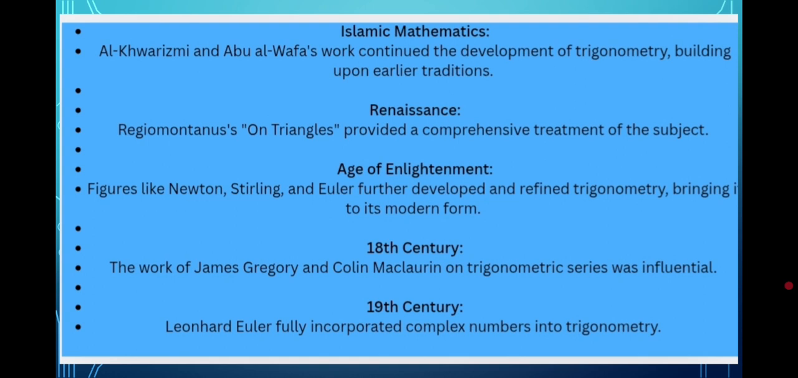After that, in the 18th century, James worked on trigonometric series. Then in the 19th century, Leonhard incorporated complex numbers into trigonometry, merging complex numbers and trigonometry. So that is all about how trigonometry gradually developed from the second millennium BC to the present day.